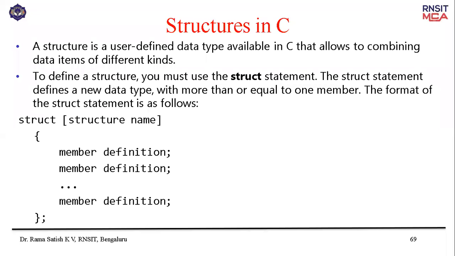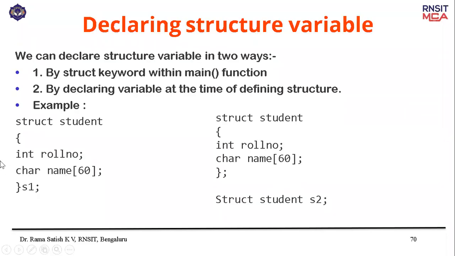Remember, the structure has a compound statement. That means curly braces, and at the end of the curly braces, you should give a semicolon. These members are the primitive data types. Let us look at a small example: struct student, with an integer roll number and name, a character array of 16. So these are the two members of the structure.